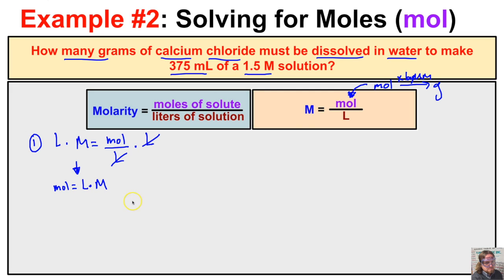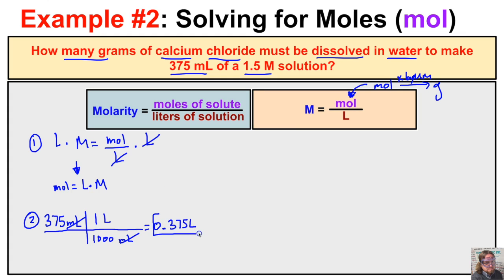the solution. And so if we take a look, we don't know the liters of solution, but we know the milliliters of solution. And so in step 2, we have to convert this to liters. So we have 375 milliliters of the solution. How do we convert this to liters? Well, we know that there are 1,000 milliliters in 1 liter. This unit now cancels, and what we end up with is 0.375 liters of solution. So now we have our liters of solution. Also, if you take a look, we know the molarity of our solution is right here, so we can go ahead and solve this problem now.